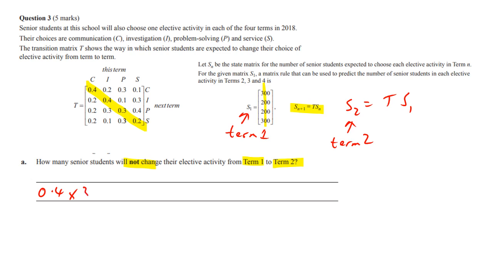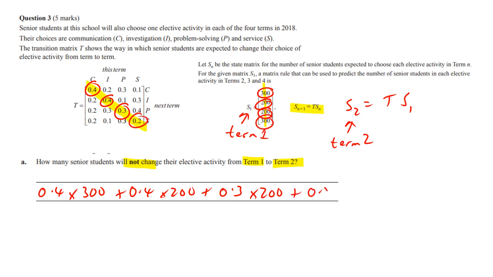0.4 times 300. That's 0.4 times the 300, and 0.4 times 200, and 0.3 times 200, and 0.2 times 300. Put that on the calculator, you'll get 320.